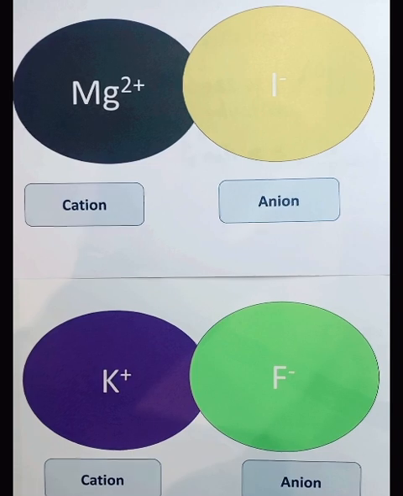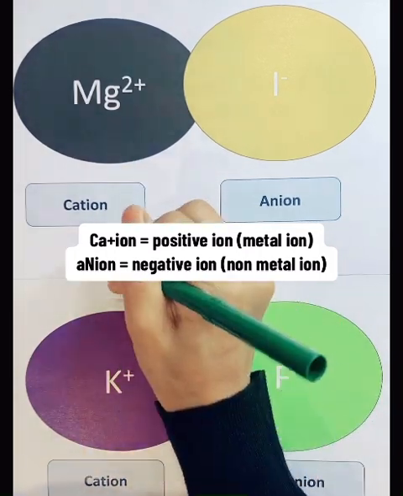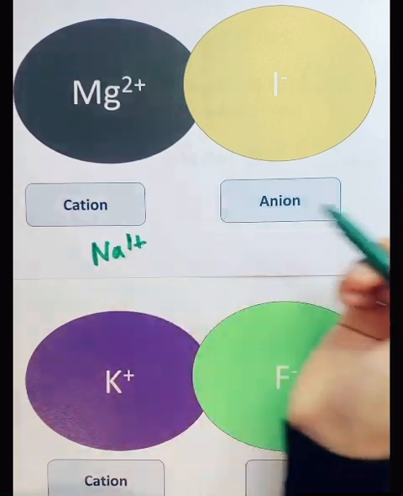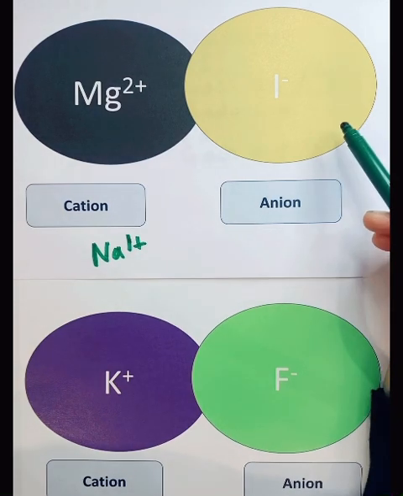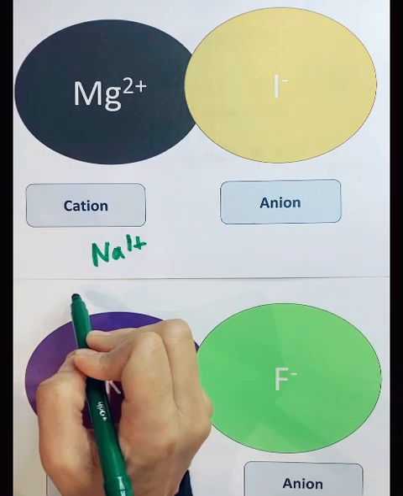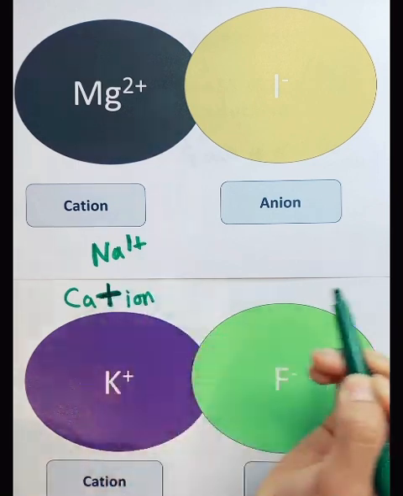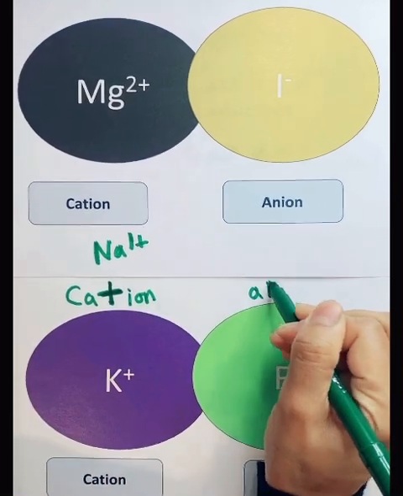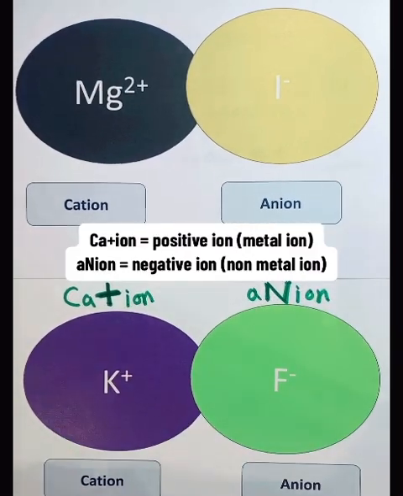You need to know what a cation is and what an anion is. Cations are positive ions and they are metals. So here we have magnesium and potassium. Sodium is also a cation. The anions are negative ions, so we've got an iodide ion here and fluoride. So the way I remember it is cation. Can you see that there? That's the positive. And anion has the N in it and that's the negative ion. It's just another trick to help you remember.